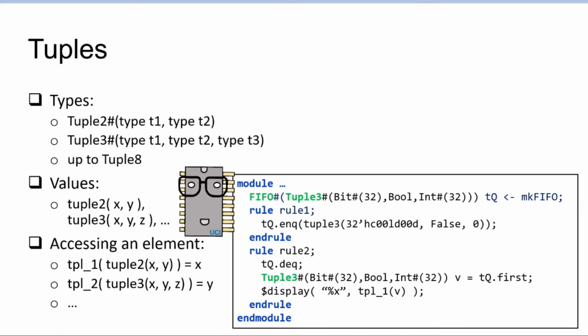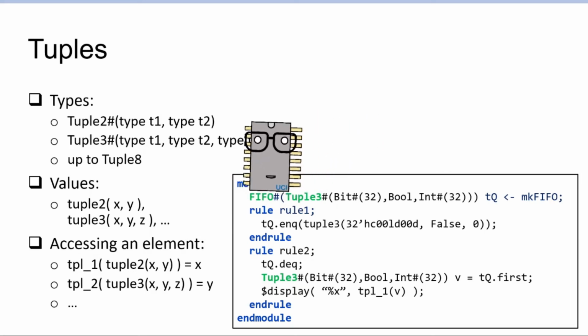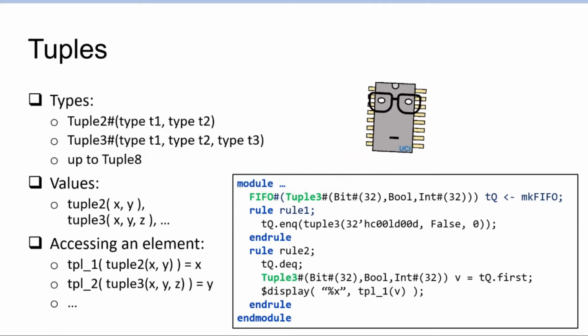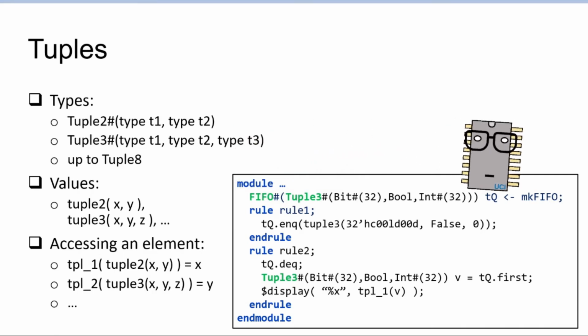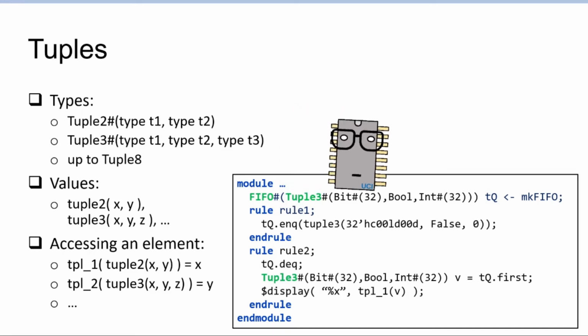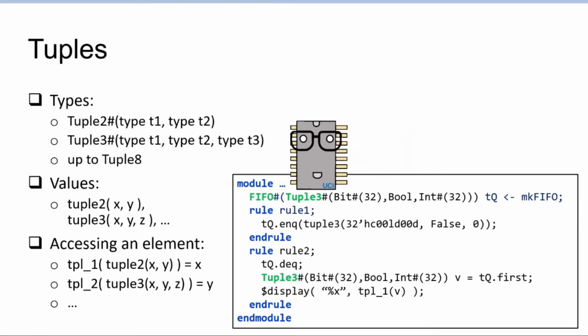Maybe let's just look at this example. So we can create a FIFO, you see on the bottom here, which instead of holding multiple slots of Bit 32s, for example, these scalar values, we can have tuples. This FIFO named tq, where each slot is a tuple of 3 values, and each of the tuple slots are Bit 32, Boolean, and Int 32. So you can use it like this.